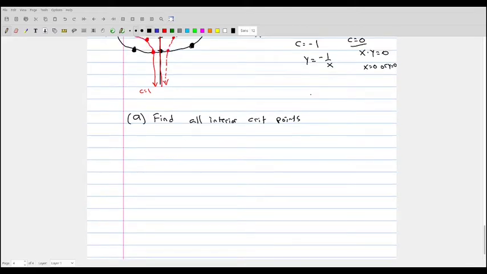And this is done by searching for points of type 1 and type 2. We don't expect there to be any critical points of type 2.